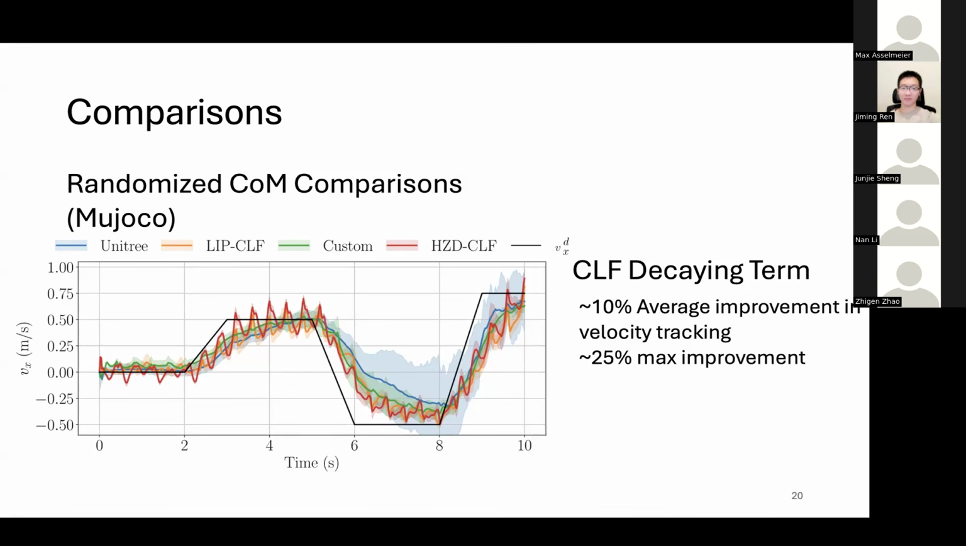And then the question is, does the decaying term do anything over just the Lyapunov term? We found it gave us some velocity tracking improvement. But being honest, I think the Lyapunov tracking term does most of the heavy lifting. But the decaying term is nice, as this comes from the CLF theory.